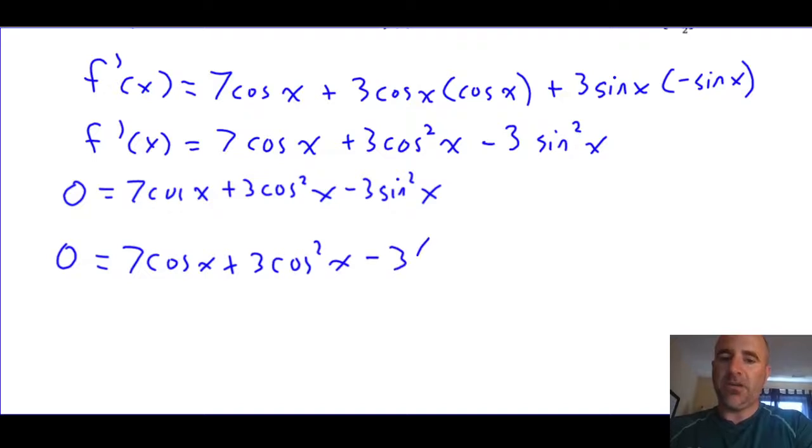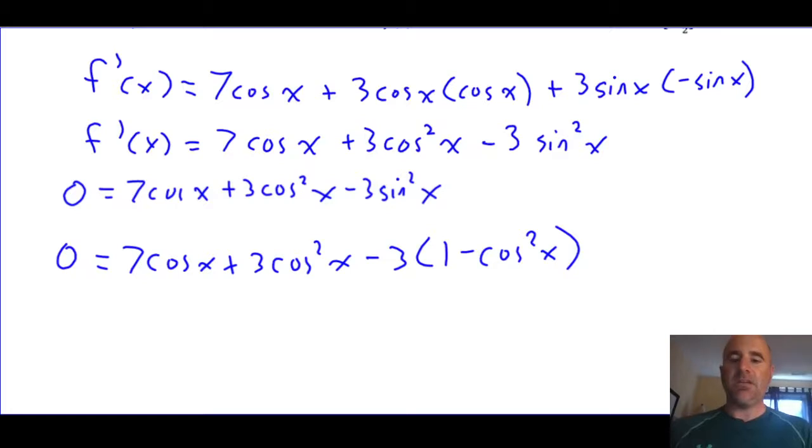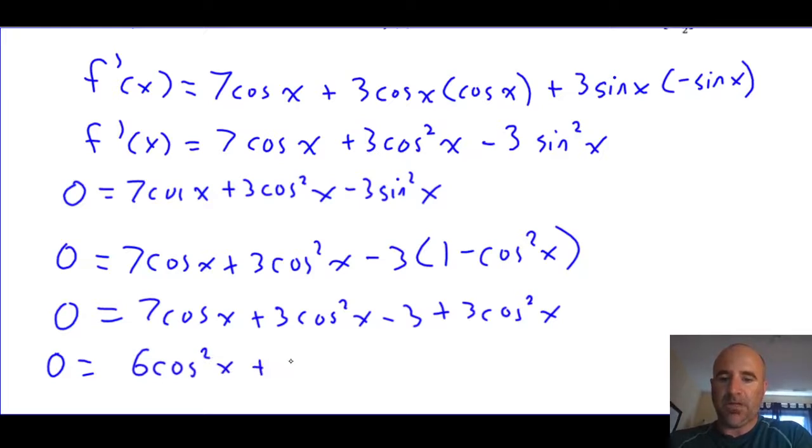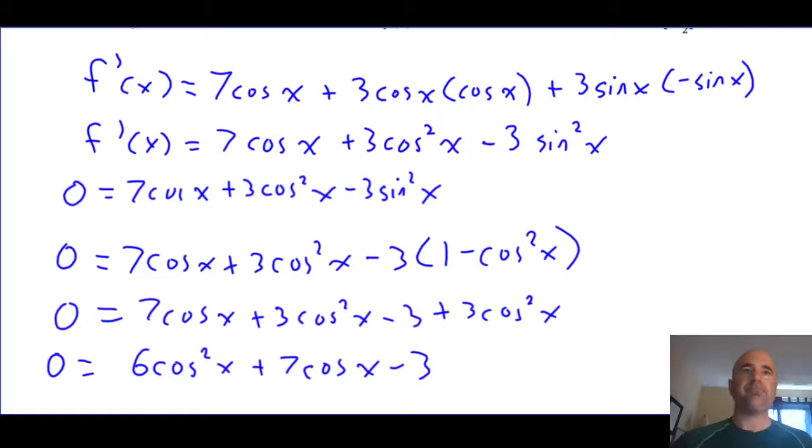So subtract 3 times 1 minus cos squared x. And then my next step is just to simplify this. So what do I get when I simplify it? So just expanding the negative 3 gives me minus 3 plus 3 cos squared x. So now I can see that I have 6 cos squared x plus 7 cos x, take away 3.